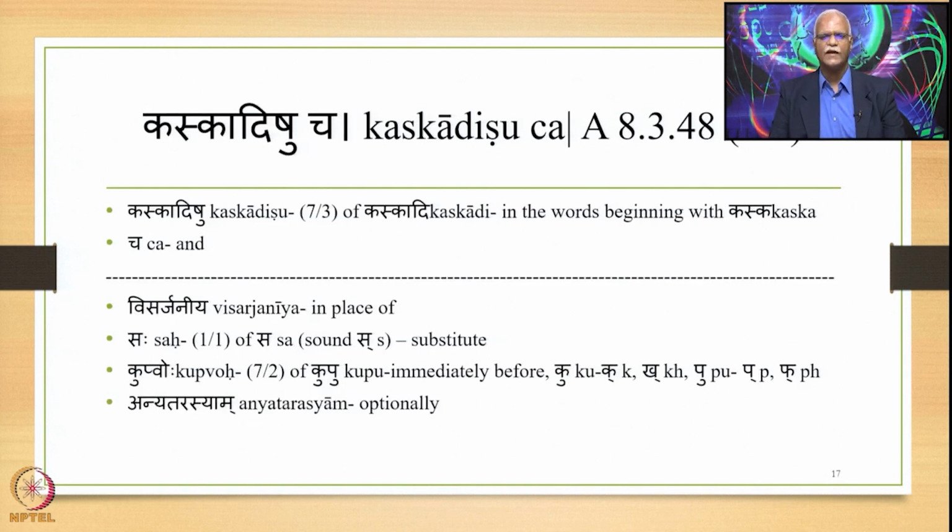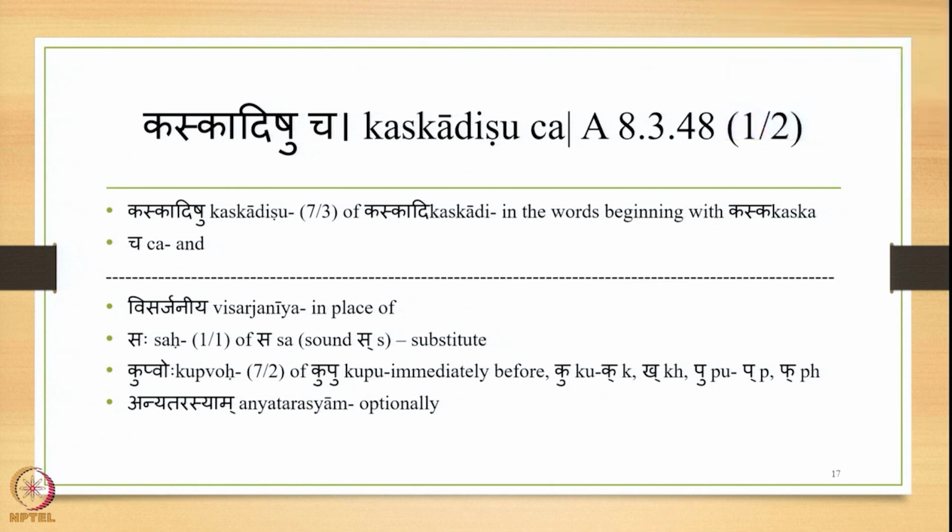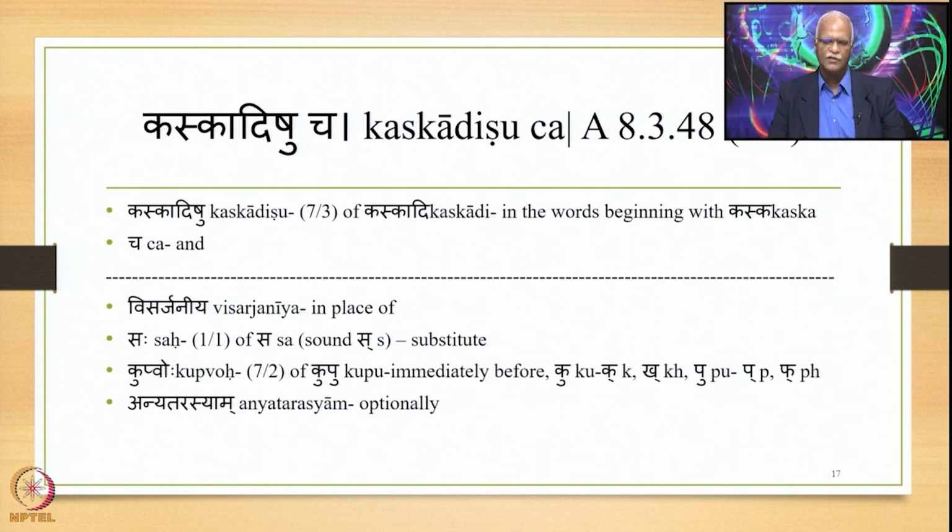Finally, let us look at this sutra Kaskadishucha, which refers to a bag of words, and this bag of words is referred to as Akriti Gana. Akriti Gana is an open-ended list which is kept open for inclusion in the course of time. So this sutra has got two padas, Kaskadishu and Cha.